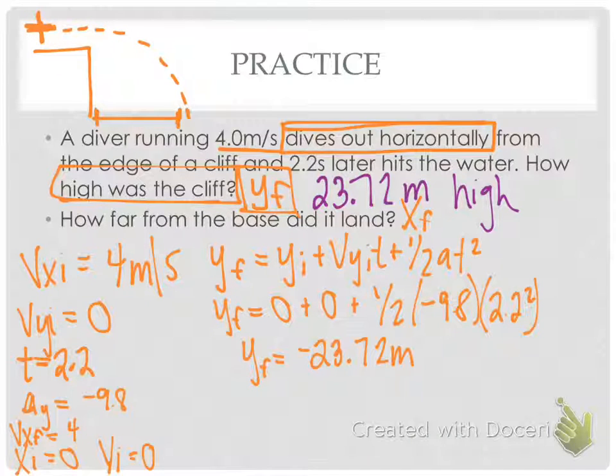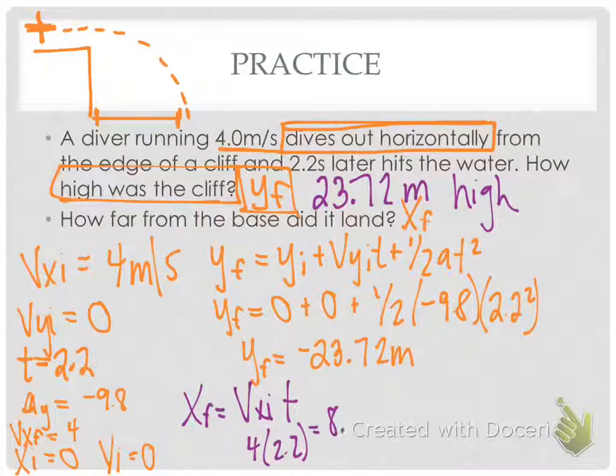Okay. And then to solve for x final, we'll take v sub x i times time. So 4 times 2.2, and we get 8.8 meters. Okay, so on our final diagram here, we can see we land 8.8 meters away, and our cliff was 23.72 meters tall. All right, how do we feel about those? Pretty good? Okay, good. Let's go ahead and move on to our launched projectiles now.